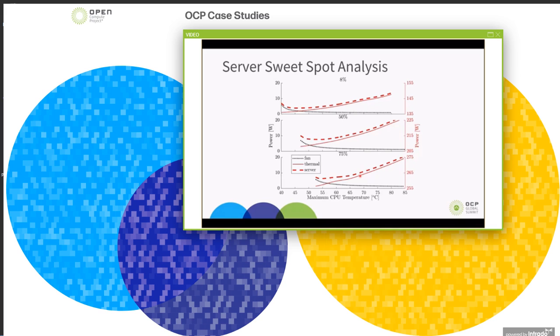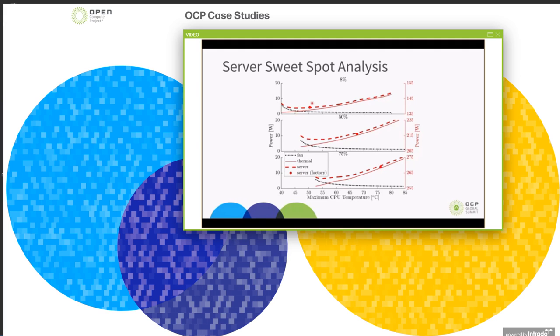So if you add the thermal power plus the fan power, you get the total server power, which is shown by the red dashed line here. And in each load case, there is clearly a minimum. So where does the factory control put us?